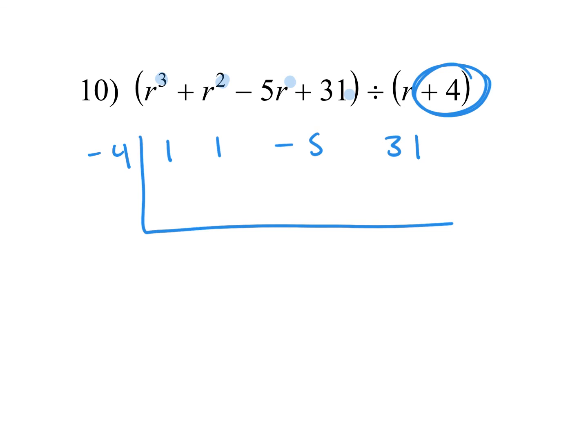What do I do first? Drop down the 1. And what do I do to the numbers outside? Multiply. What do I do to the numbers inside? Add. So 1 plus negative 4. Negative 3. Negative 4 times negative 3? 12. Negative 5 plus 12. 7. Negative 4 times 7.